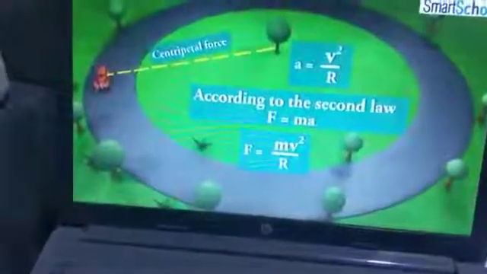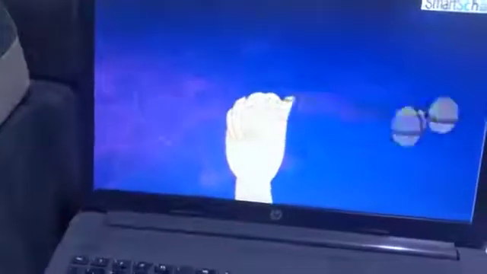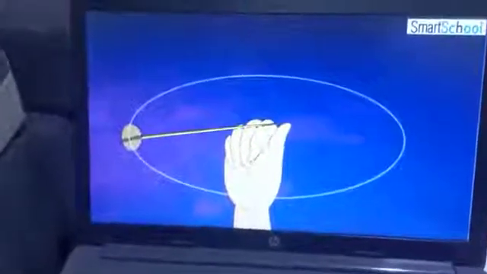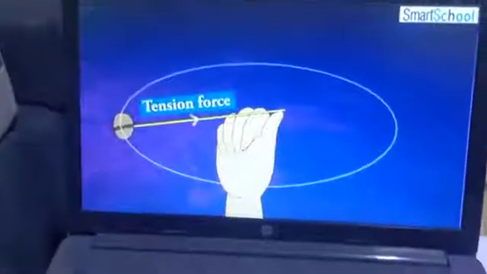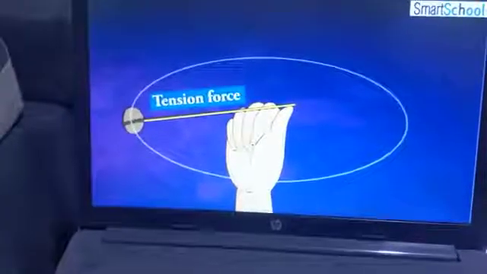As we know from Newton's second law of motion, when a body is moving in a horizontal circle, a force is applied. The force acting on the object is the tension force, what we call the centripetal force.